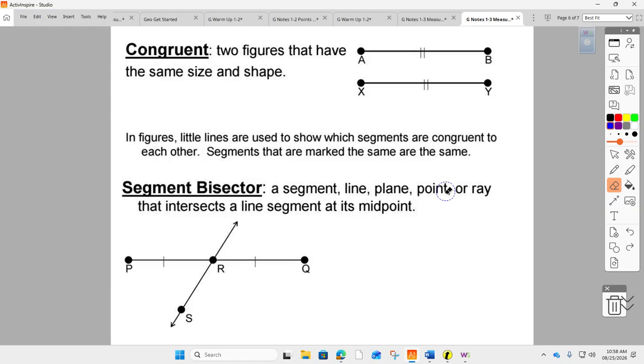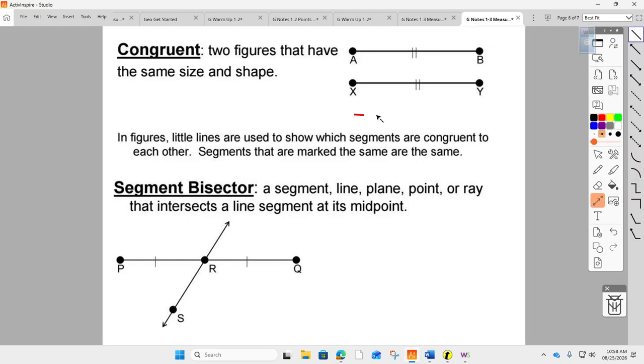So the way that we mark on our figures in geometry when things are congruent is we use these little hash marks. So if segment AB and segment XY have two little hash marks on them, now we don't know how long they are, Anthony, but we know they're the same length, right? Let's say I had another segment here. Let's say I had segment WD.